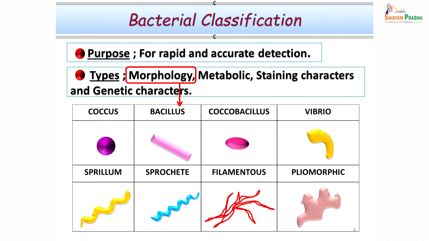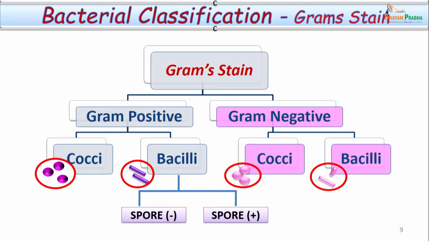Let us consider how we classify them based on their morphology. Here we have important groups of bacteria. This particular structure is a spherical one called a coccus; bacillus, the rod shaped; coccobacillus, which falls in between these 2; the comma shaped organisms, Vibrio; spirillum, the spiral organisms; spirochetes; the filamentous ones; and the pleomorphic ones which do not have an actual definite cell wall. That is why they take different shapes and sizes.